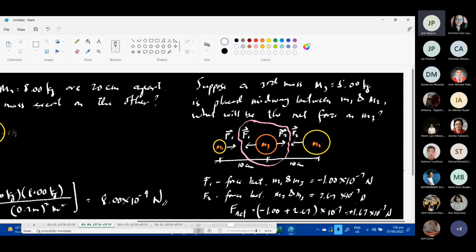F1 and F2 are oppositely directed. So to find the resultant is to get the difference. Or algebraically, you add the magnitudes of F1 and F2. Okay? Is that clear? Yes po, sir.